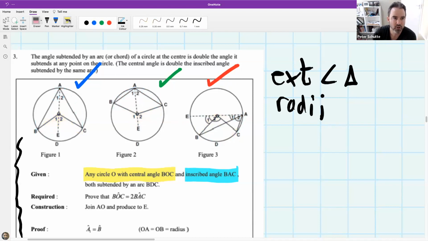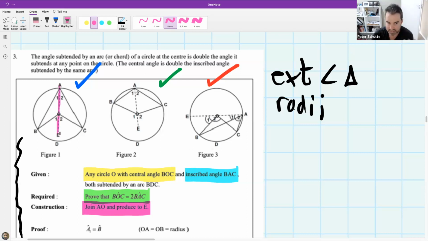Now, what do you need to prove? You need to prove that the angle at the center, BOC, is twice the size of the angle at the circumference. So what is the thing you actually have to learn? You have to learn to join AO and produce it to E. So all that you need to do is, when you've got your arrowhead, just draw a dotted line that goes from the circumference to the center and then goes a little bit further. That is it.